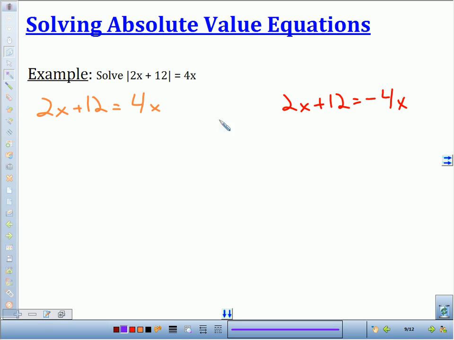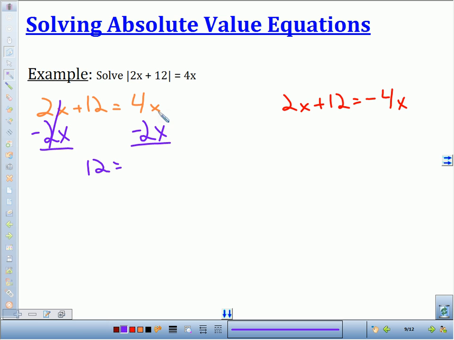Both of these equations need to be solved. Let's start with the equation on the left. I have 2x plus 12 equals 4x. I want to move all the x's to be on the same side. So what I'm going to do is subtract 2x, because all the x's need to be together.